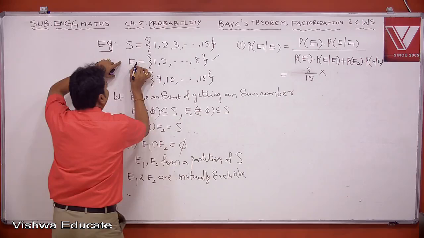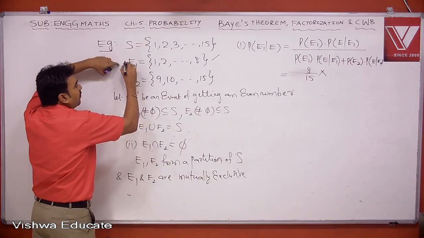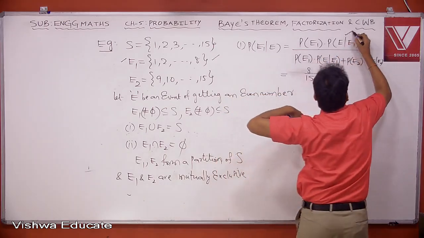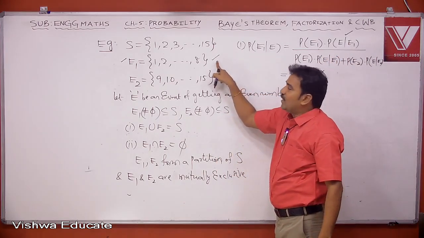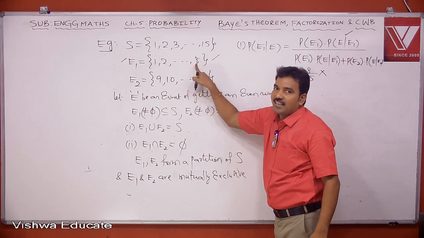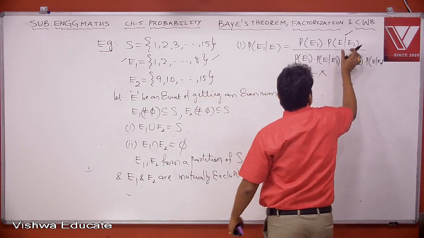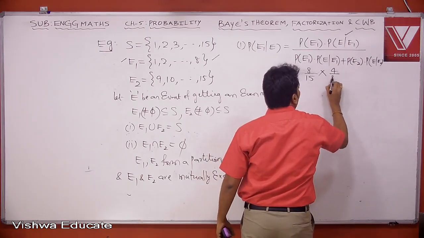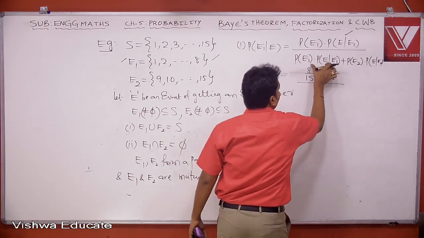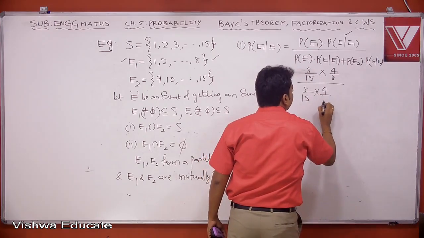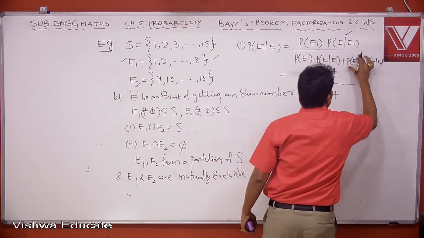So what is the probability of getting E from E1? To get this probability, what is my sample space? This only. So how many sample points are there? In this case, 8 only. How many even numbers are there? 4 even numbers. Therefore, P of E slash E1 is 4 by 8. Dividing by the same expression, 8 by 15 into 4 by 8, plus P of E2.